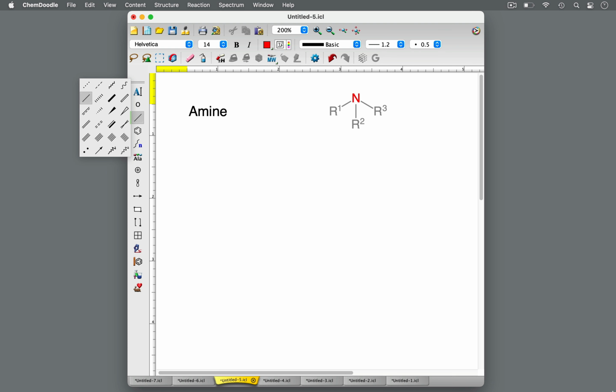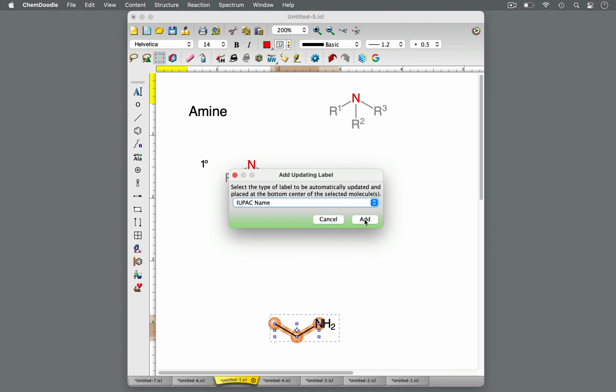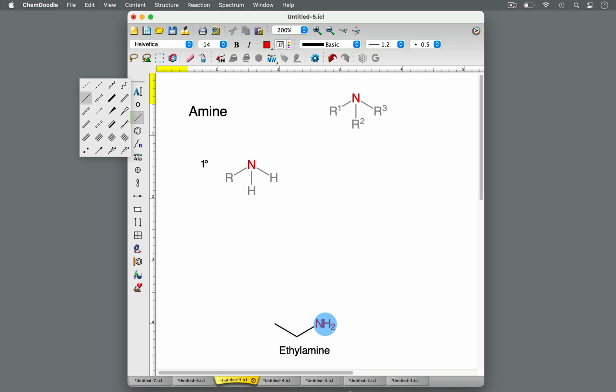Let's continue on with the simplest nitrogen-containing functional group, amines. An amine is made up of a nitrogen atom that is bonded to at least 1 alkyl or aryl group. In a primary amine, the nitrogen is attached to 1 alkyl or aryl group and 2 hydrogen atoms. Let's consider this amine. With a terminal NH2 amino group at the end of a 2-carbon chain, this molecule is a primary amine.